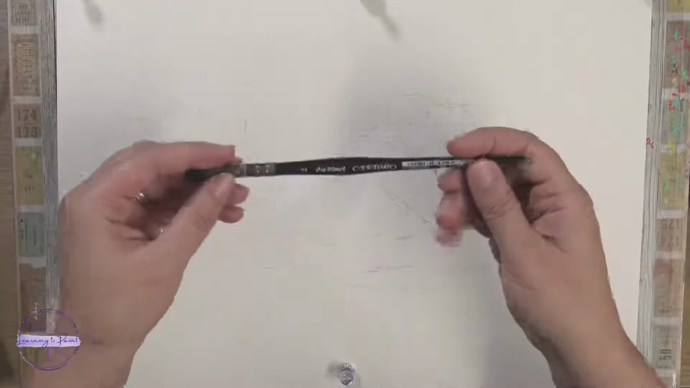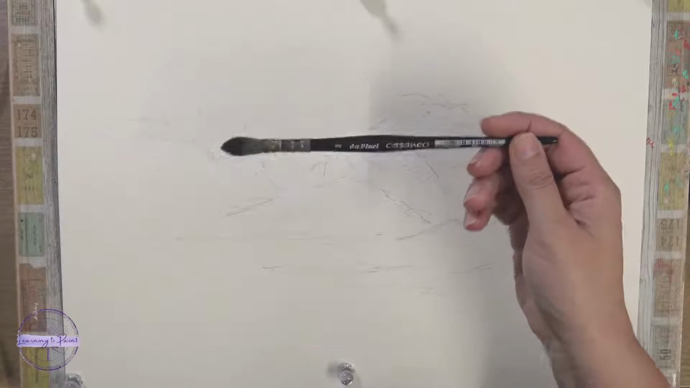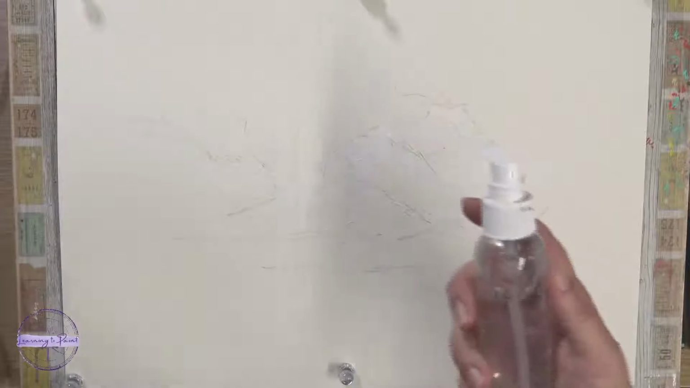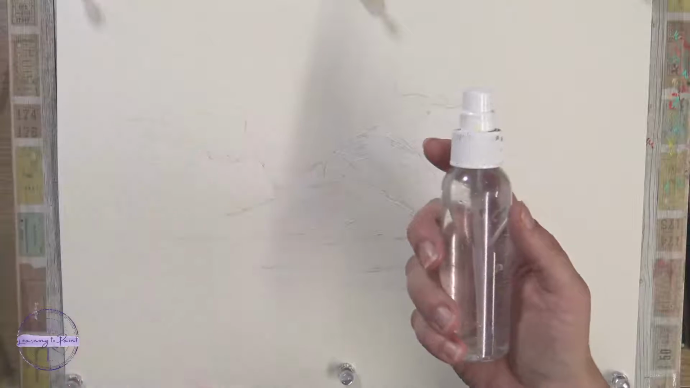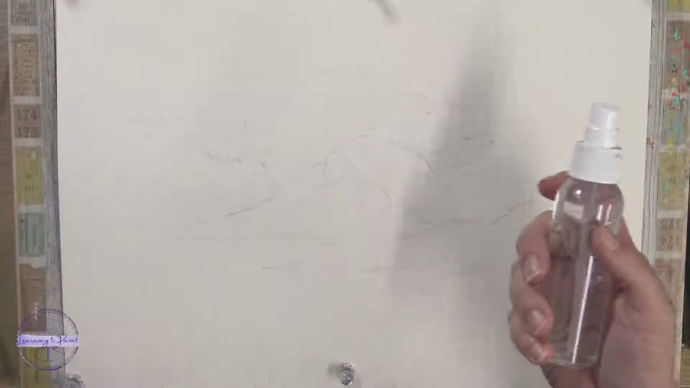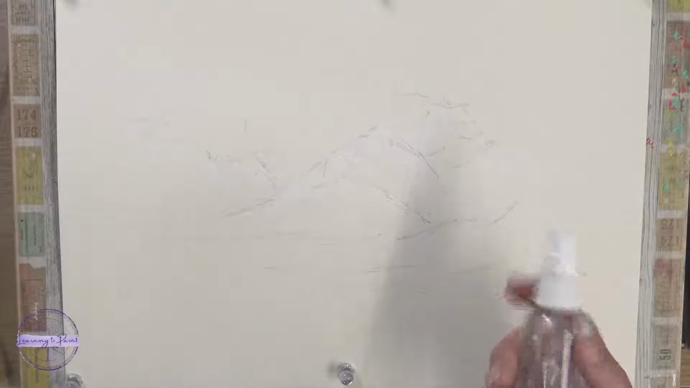To start getting my sky in, I have my Da Vinci Casaneo mop. This is a size 2. I've got a pot of water. It's just out of shot, but you'll probably hear me sloshing about in it. There we go. I have a spray bottle full of water, and I have a microfiber cloth as well, just to mop up anything that I don't particularly like the look of. I'm just going to move those push pins a bit because they're casting a shadow.